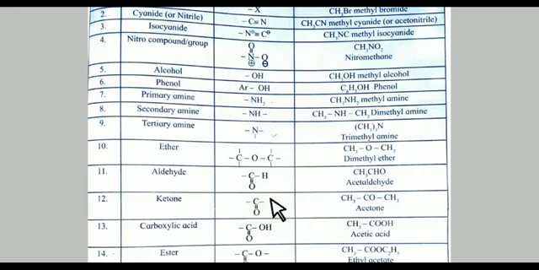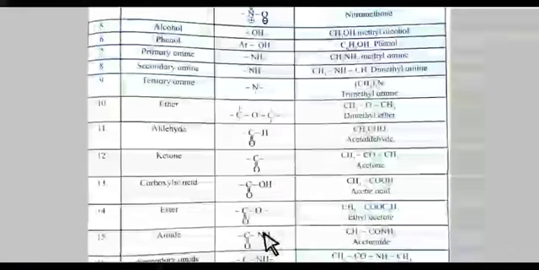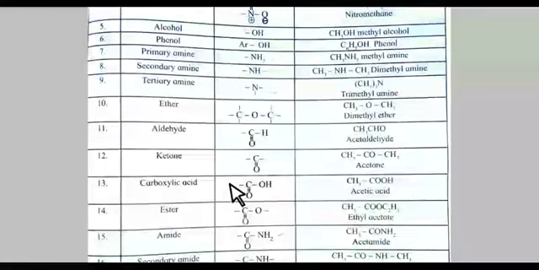So in both aldehyde and ketone there is a carbonyl group, but the difference is that in aldehyde one side contains a hydrogen atom, and in ketone both sides have R, meaning alkyl group. Next one, C=OH, means carboxyl group. So whenever carboxyl group is attached with R, it forms carboxylic acid. For example, CH3COOH, or in place of COOH you can write C=OH. The name of this compound is acetic acid.